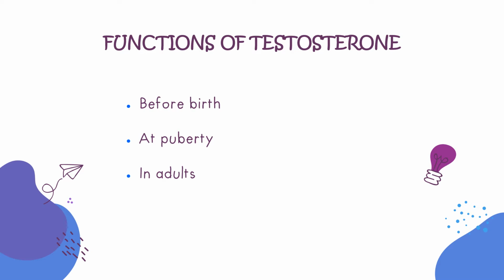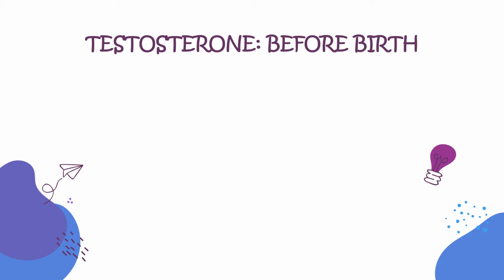Functions of testosterone can be discussed under the following headings: the functions of androgens in the fetal period, that is before birth, in utero, the functions of androgens at puberty, and in adults. The functions of androgens in the fetal period: testosterone is secreted by the fetal testis at about the second to fourth month of embryonic life.